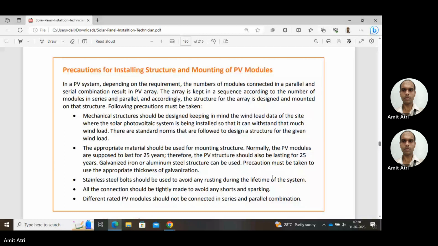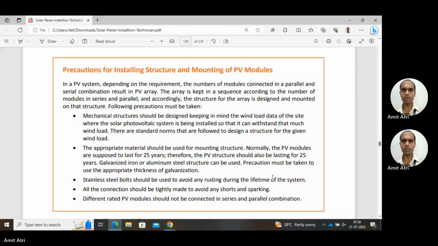So we have discussed these points: the type of material used should be strong. They should be able to withstand environmental factors like the wind, and be strong enough to last for a long time. That's why we have preferred galvanized steel or aluminum steel for 25 years. They can withstand the environmental conditions. Then the bolts for fixing the structures should be of stainless steel.